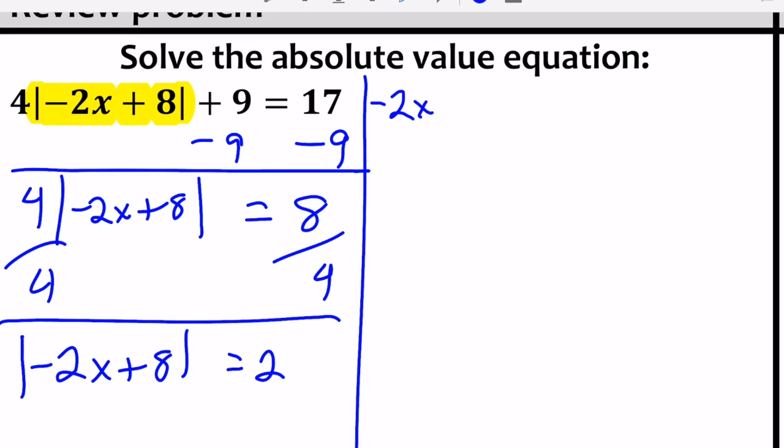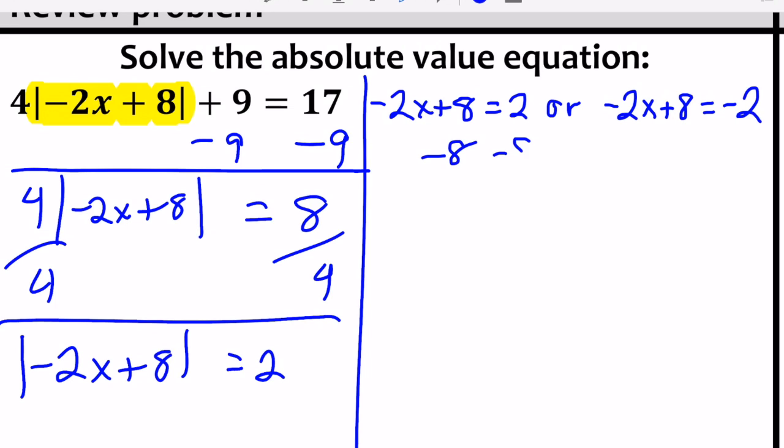When we split this into the two equations, the first one is going to match our equation perfectly, except we're going to get rid of the absolute value bars. So we've got negative 2x plus 8 equals 2. Then we use the word or because x cannot be both of these numbers at the same time. And our second equation is negative 2x plus 8 equals negative 2. The only thing that's really different about these is the first one has the positive version and the second equation has the negative version of the 2.